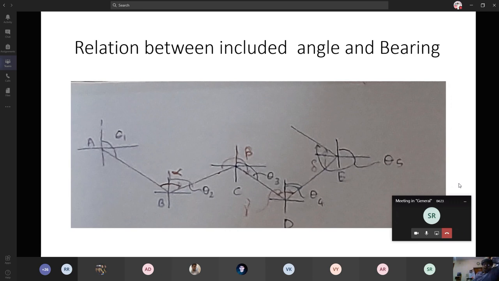The open traverse goes endlessly, something like this. We are not completed. We have started at the point A, we have shifted to point B, shifted to point C, shifted to point D and shifted to point E, and go continuously. But we are not closing the polygon at point A. It is an open-ended traverse. So it is called an open traverse.